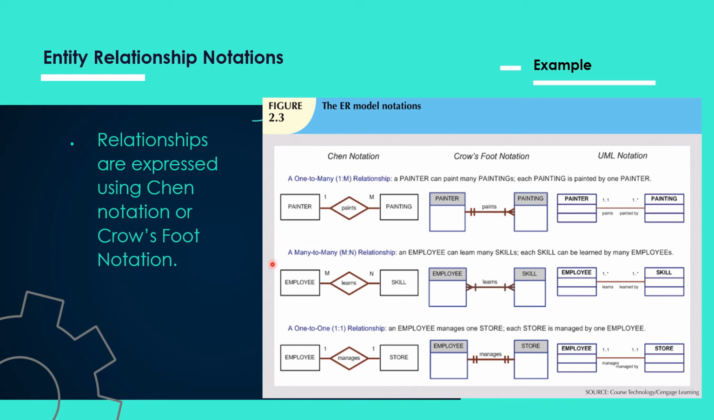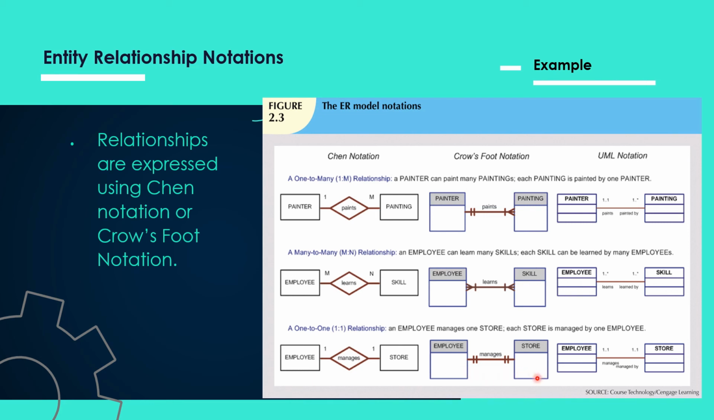For a many-to-many relationship, in this example, an employee can learn many skills, and each skill can be learned by many employees. So this is M to N. We use many-to-many as M and N, while in Crow's Foot notation, this is the symbol for many-to-many. In a one-to-one relationship, an example: an employee manages a store, and each store is managed by one employee. For Crow's Foot notation, one employee manages one store.